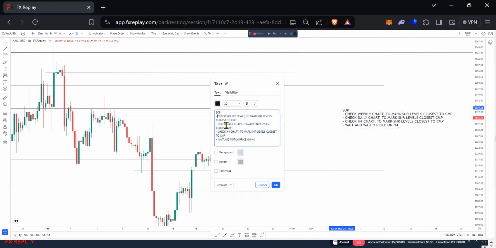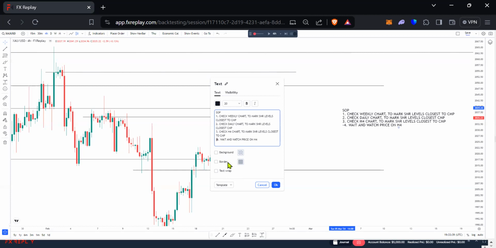Okay, let's continue our SOP. Let me write one. Let me change this to one, this to two, and this to three, and this to four.